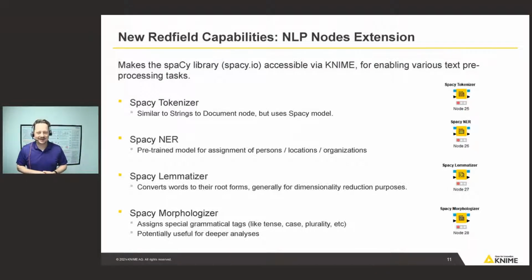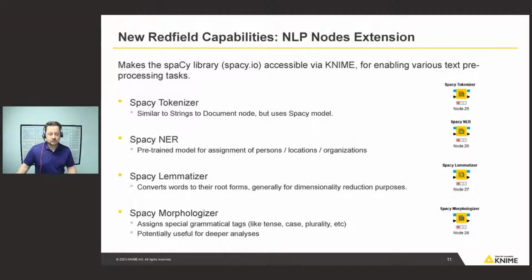The spaCy library is going to allow you to do these various pre-processing tasks. Again, the nodes listed here aren't the complete nodes in the extension. There are several more. But there's a tokenizer node, kind of like the existing Knime strings to document node. Instead, it uses a spaCy model to do the tokenization. There's a pre-trained model for named entity recognition that you can use. So you don't have to train the model like you currently do in Knime. You can just use theirs for picking out those persons, locations, and organizations.